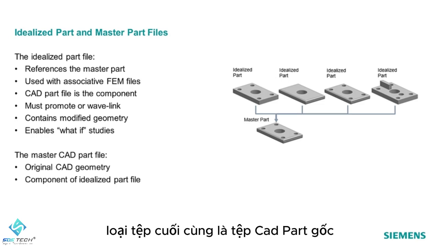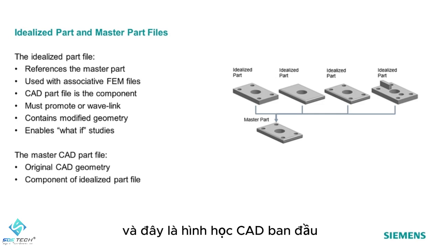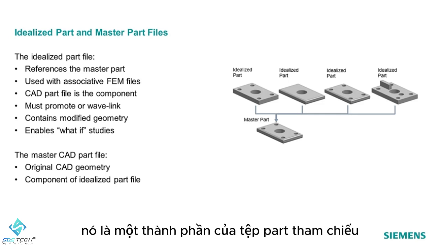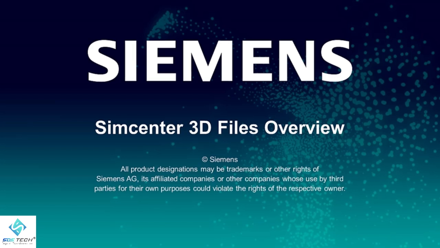The final file type is the master CAD part file, and this is the original CAD geometry. It is a component of the idealized part file. This completes our video, SimCenter 3D Files Overview.